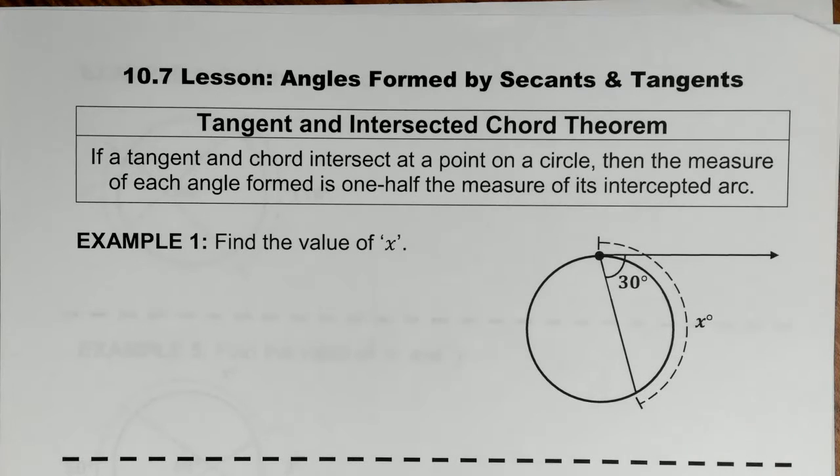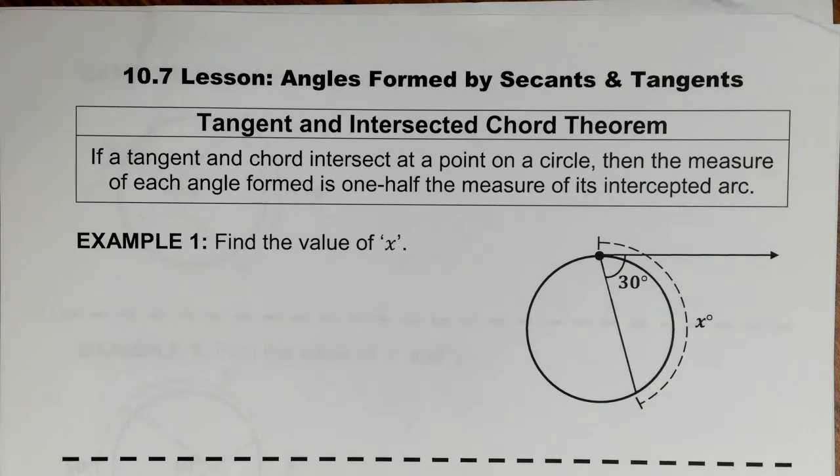Alright guys, so for your 10.7 lesson, we're going to talk about angles that are formed by secants and tangents. Basically the concept here is you're going to be looking at your angle, your intersection, and saying, is that point in, on, or outside the circle? That's what's going to happen in this lesson.